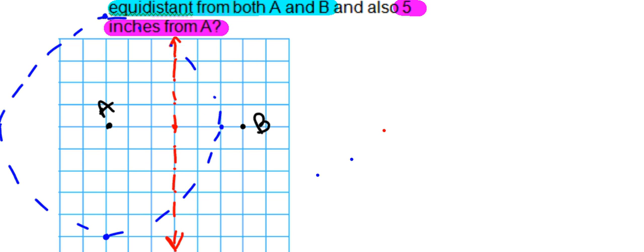So as far as points that satisfy both, there's one right there that's on both the red locus and the blue locus, and there's one right there that's on the red locus and the blue locus. So as far as numbers of points, there are exactly 2 points that satisfy both of the criteria.